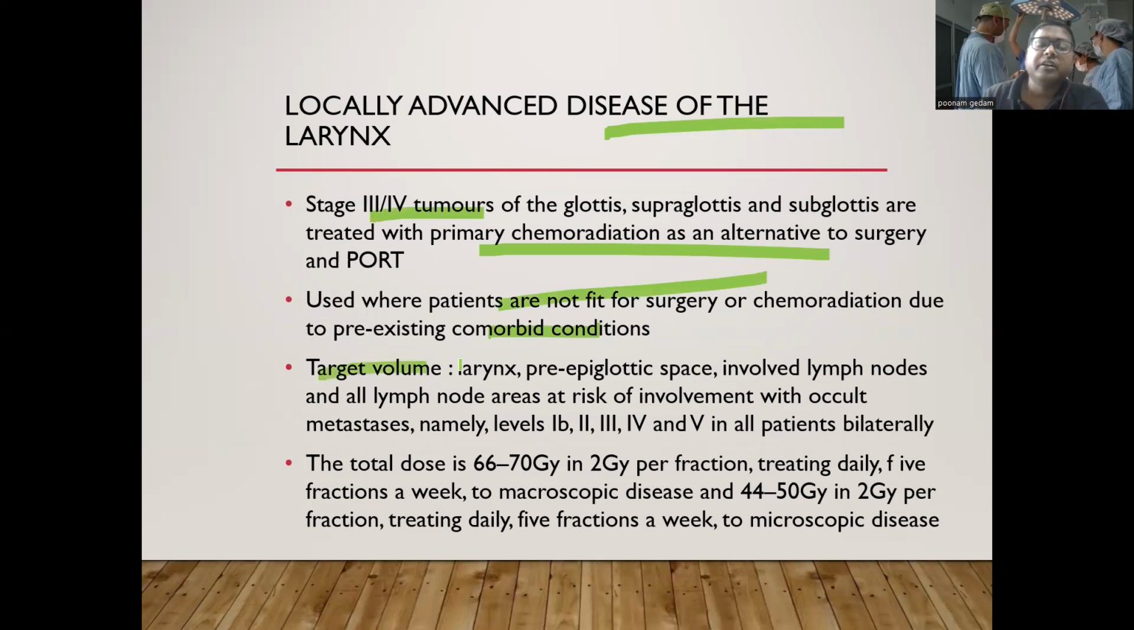Coming to the target volume: larynx, pre-epiglottic space, involved lymph nodes, and all lymph node areas at risk of involvement with occult metastasis, namely level 1B, 2, 3, 4, and 5 in all patients bilaterally. The total dose is 66 to 70 grays in 2 grays per fraction, treating daily 5 fractions a week to gross disease, and 44 to 50 grays in 2 grays per fraction, treating daily 5 fractions a week to microscopic disease.